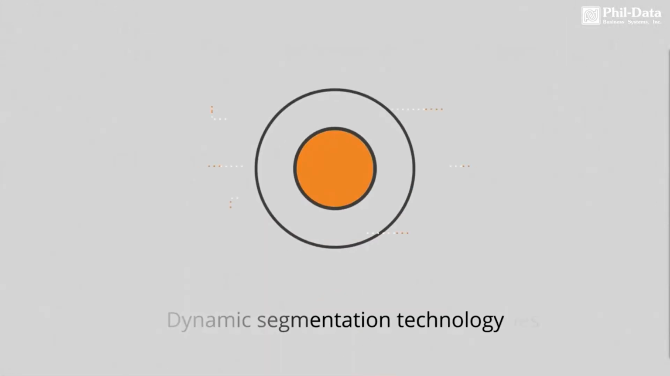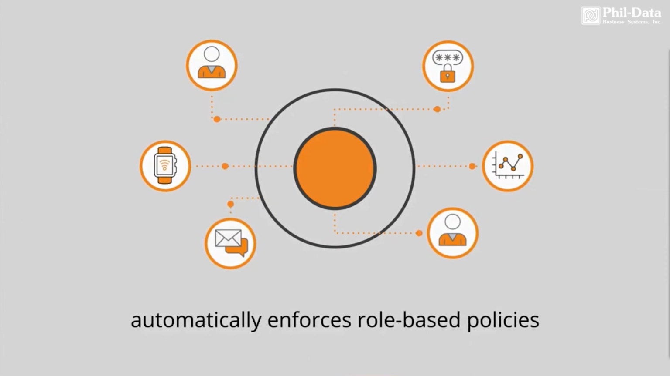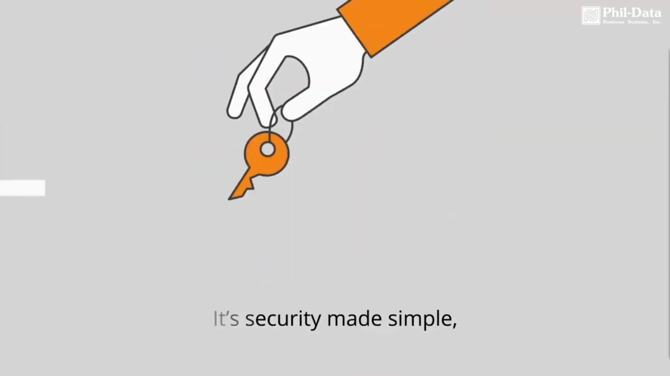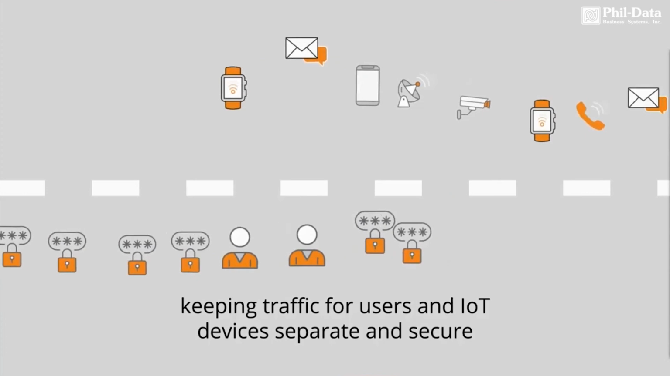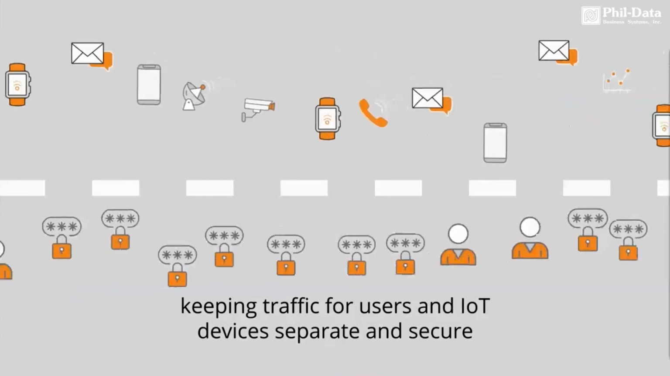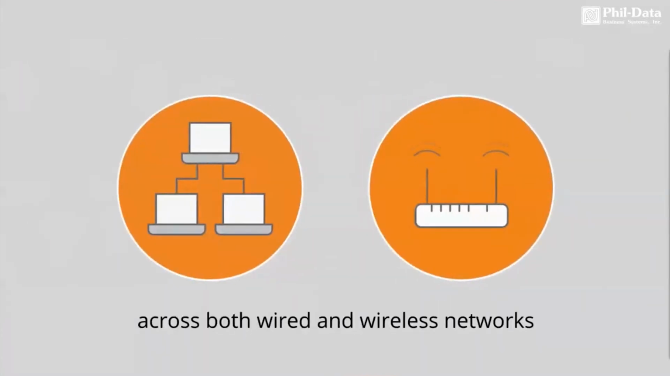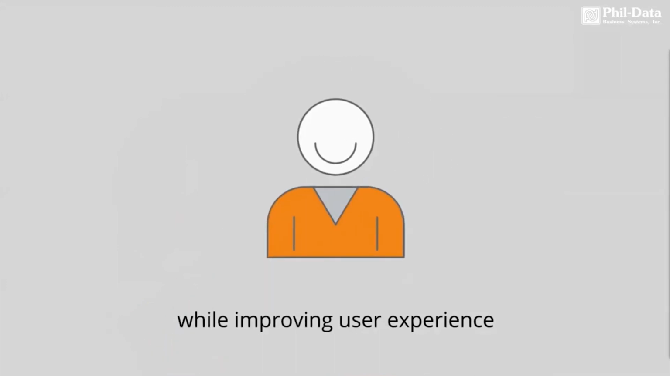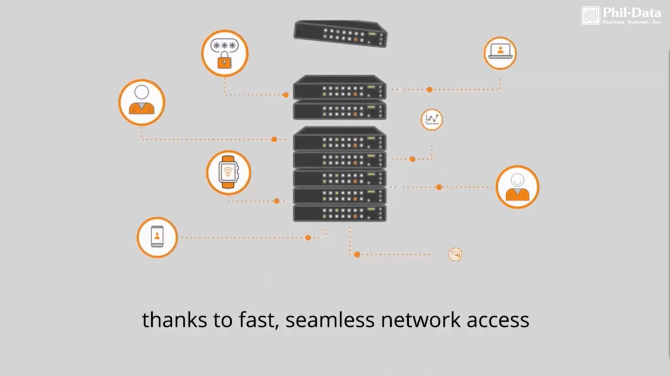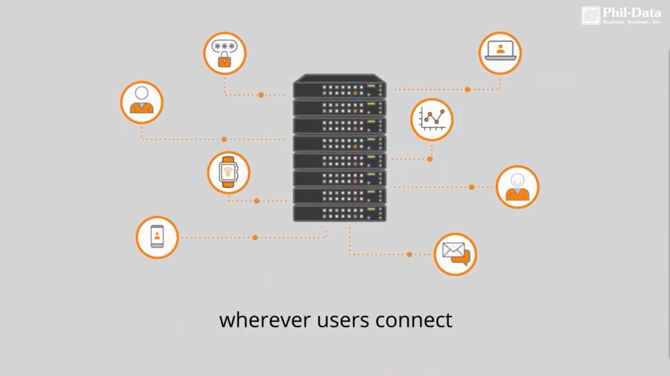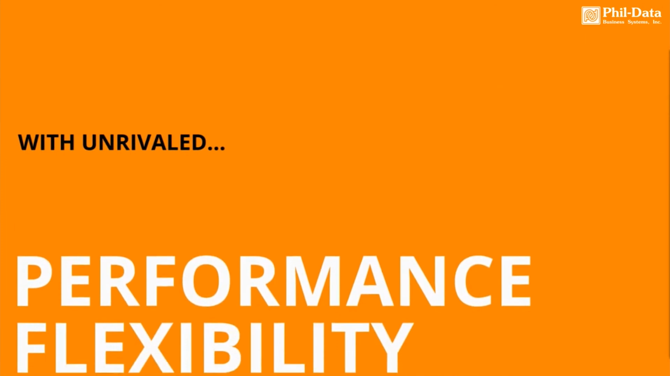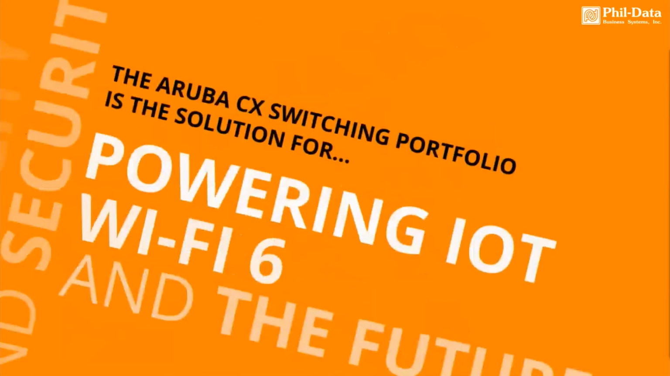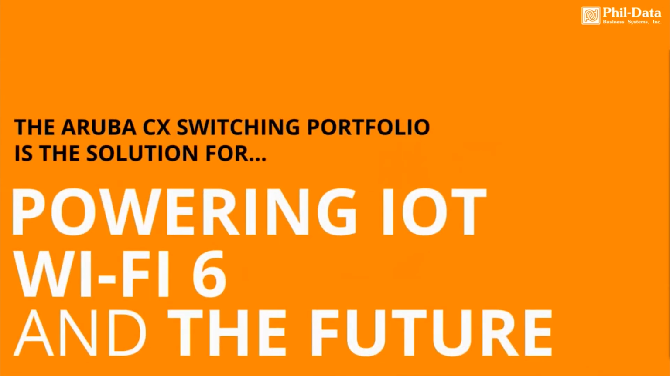Dynamic segmentation technology automatically enforces role-based policies. It's security made simple, keeping traffic for users and IoT devices separate and secure across both wired and wireless networks. This reduces risks from known and unknown IoT traffic while improving user experience thanks to fast, seamless network access wherever users connect. With unrivaled performance, flexibility, and security, the Aruba CX switching portfolio is the solution for powering IoT, Wi-Fi 6, and whatever new technologies the future brings.